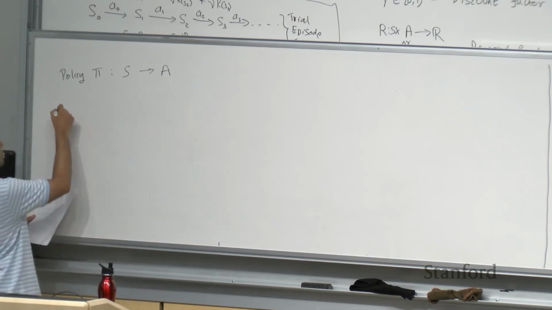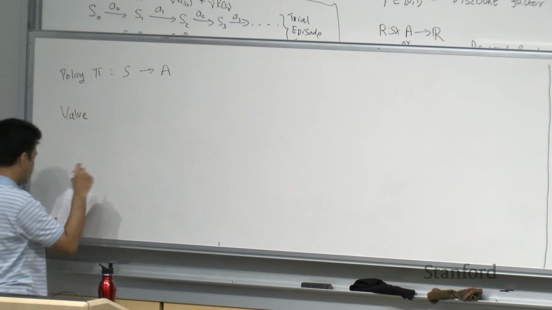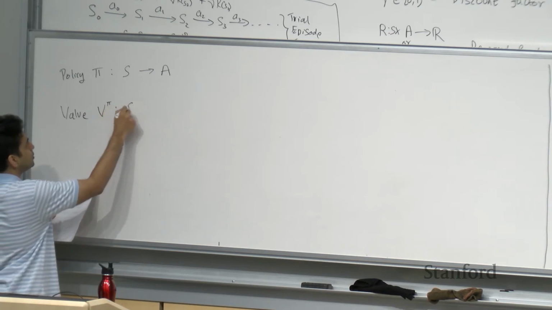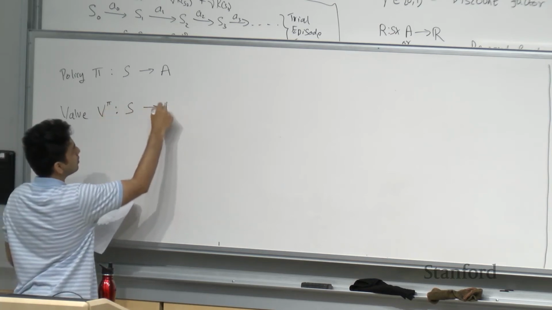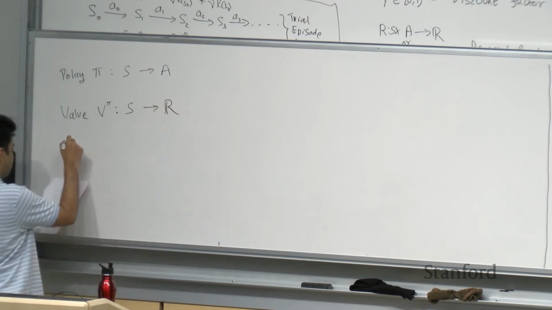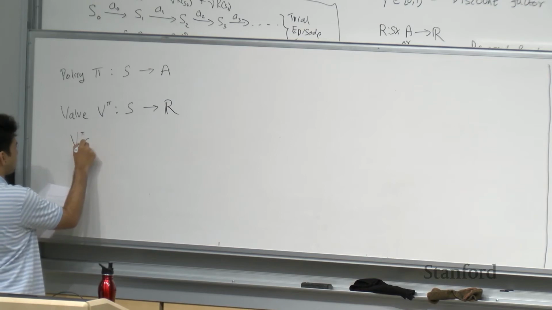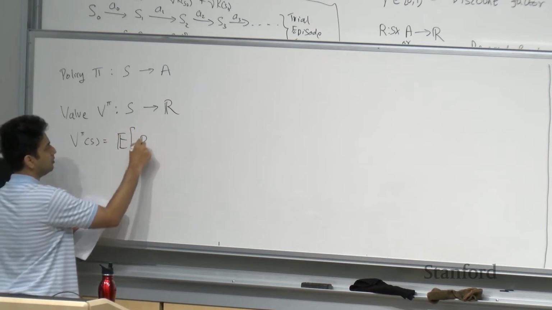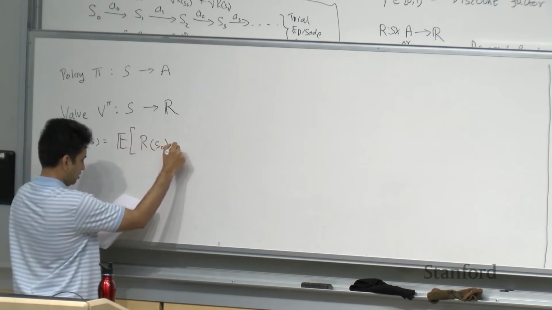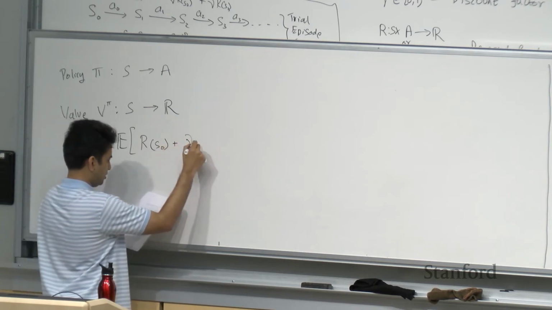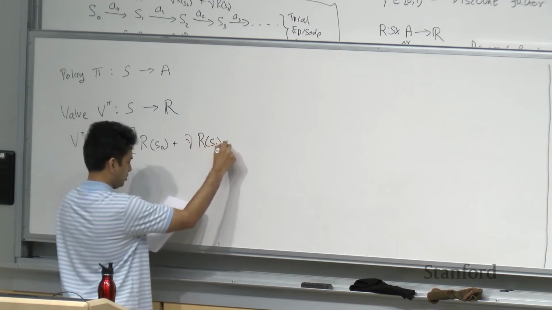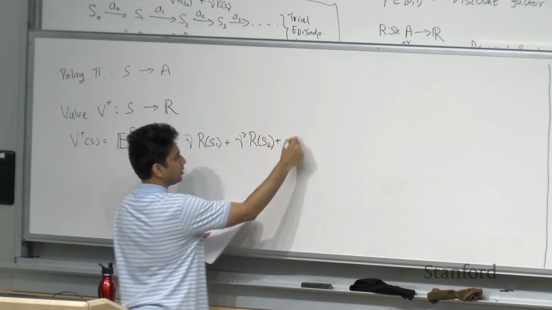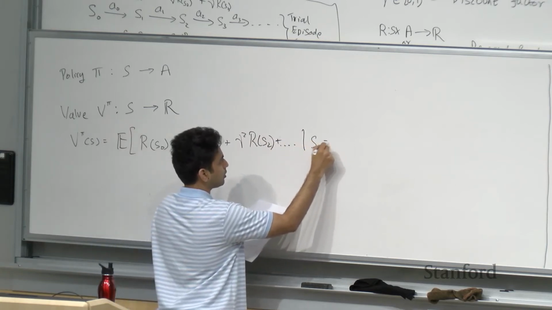And we want to learn a policy that is going to maximize something called the value. Right? So the value associated with the policy pi is a function that takes us from a state to a real value, where V pi of s is defined as the expectation of R of s0 plus gamma times R of s1 plus gamma squared times R of s2, and so on, given that s0 equals s.